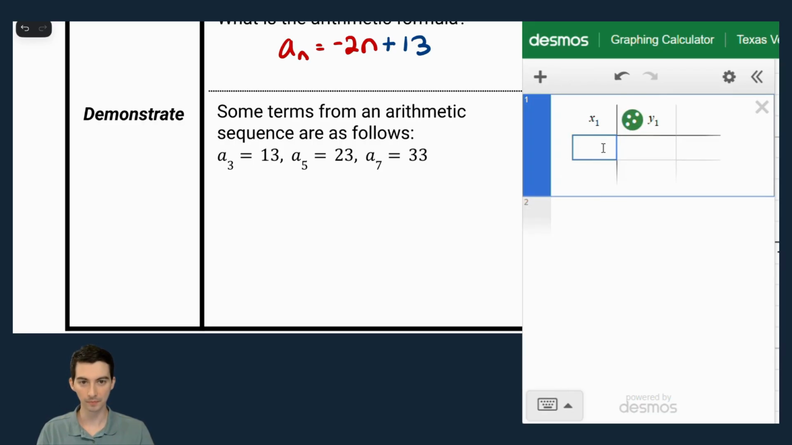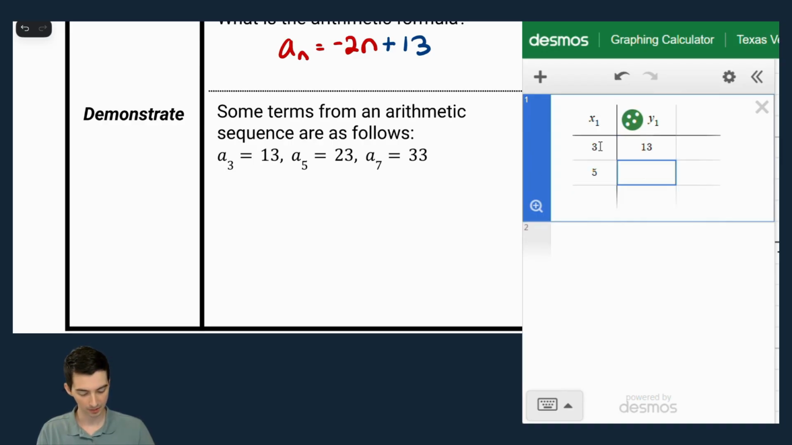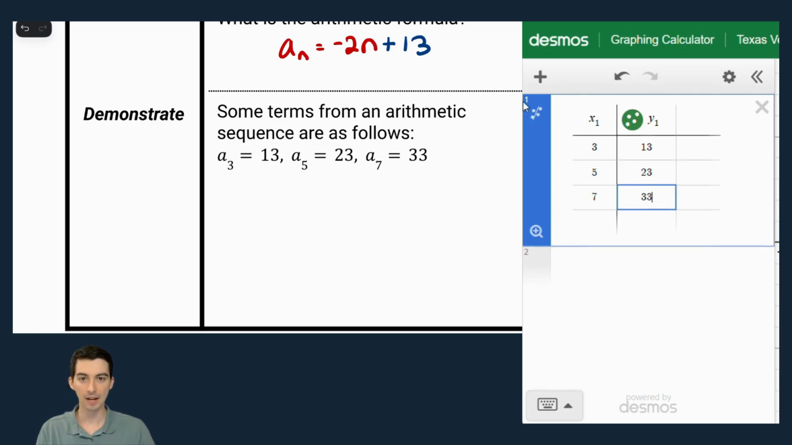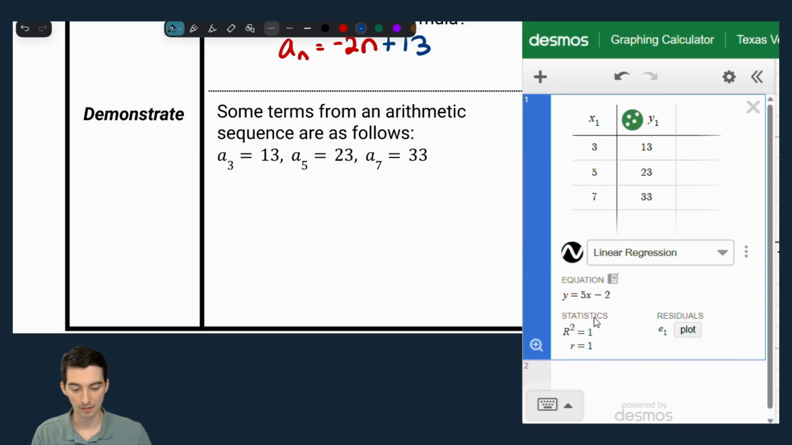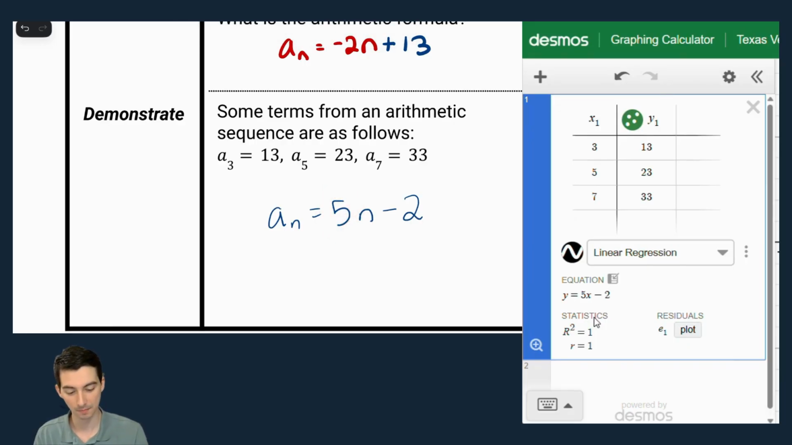So if I add a table, my third term is 13. My fifth term is 23. And my seventh term is 33. And now I can click on this Add Regression button, and it gives me this equation here. And so we want this as an arithmetic sequence. So we're going to say that a_n is equal to 5n minus 2. That means my common difference is 5, I'm adding 5 each time, and -2 was my 0th term.